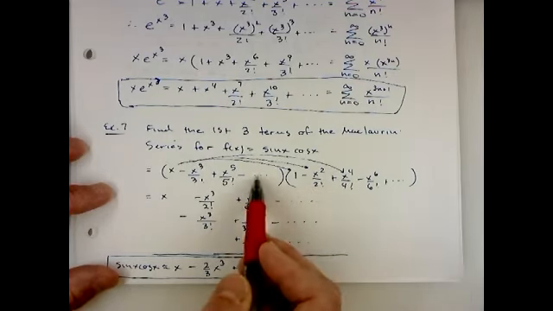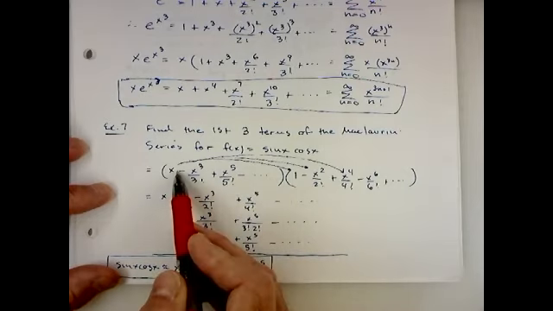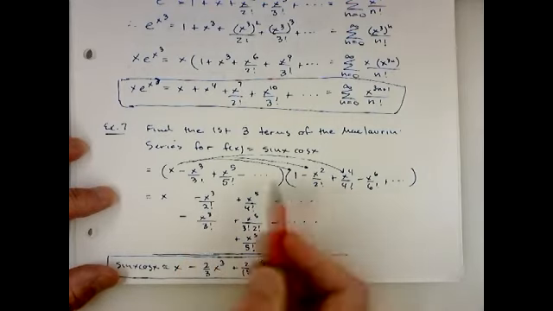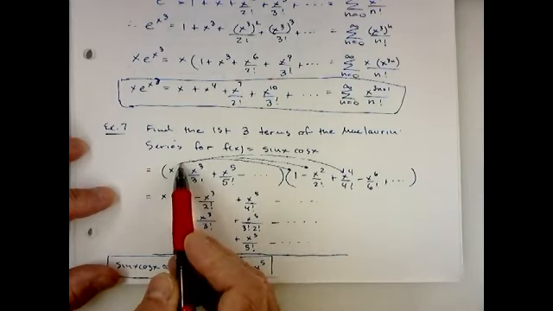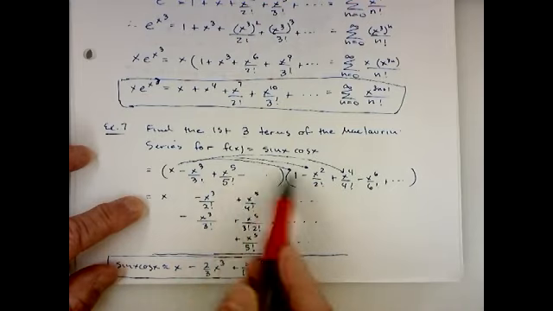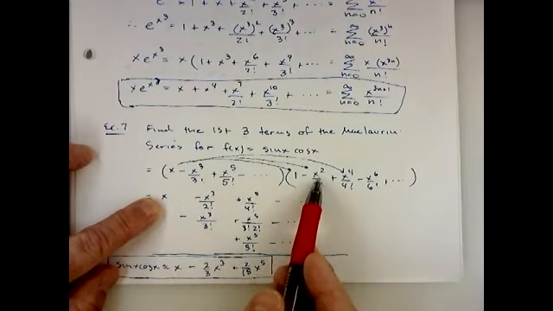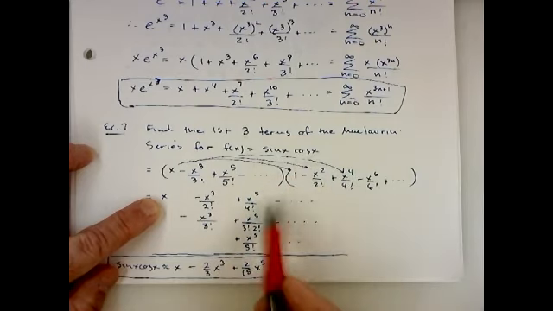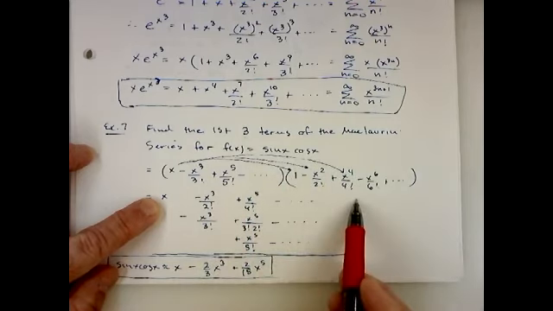Now, it seems a little strange because these are infinite polynomials, right? But remember, I only need the first three terms. So I don't have to multiply this all the way out. So what I would do is just start. x times 1 is x. x times that is negative x cubed over 2 factorial. x to the 5th over 4 factorial, dot, dot, dot.